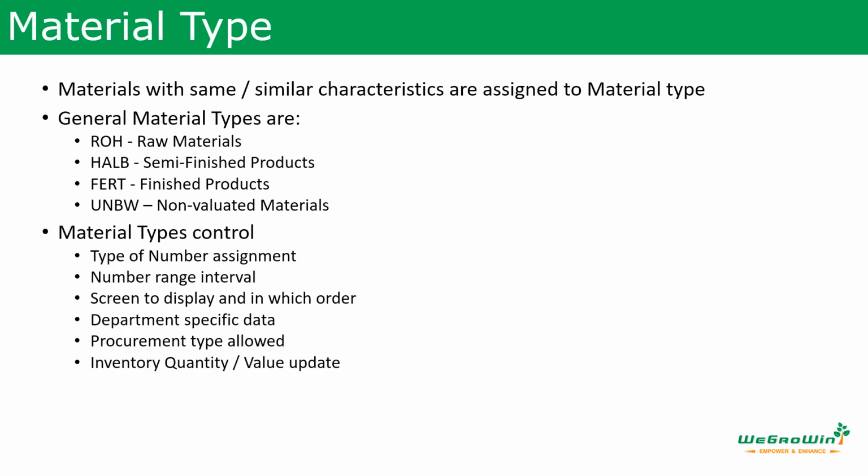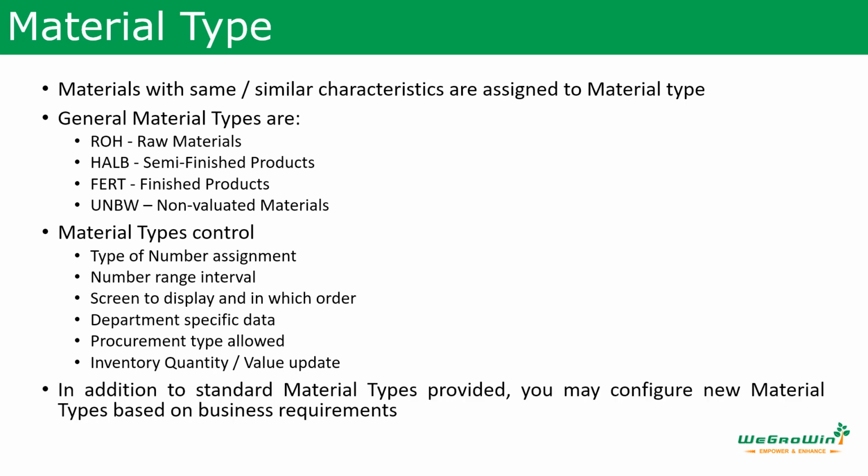The material type controls various functions, which means the type of number assignment, whether it is internal or external, the permitted number range interval, which screens are displayed in which order, which user department specific data is suggested for entry, and which procurement type is permitted for the material. So that also we can define. For example, if it is raw material ROH, there is no need for internal production. Only external purchasing is sufficient. If it is a finished good which is produced inside, or some of the semi-finished goods which are produced inside, there is no need of buying from outside. So you can define the material procurement type like that.